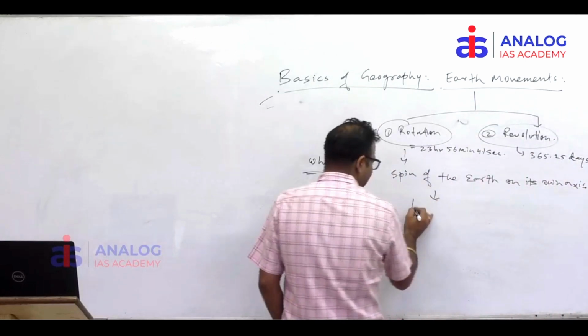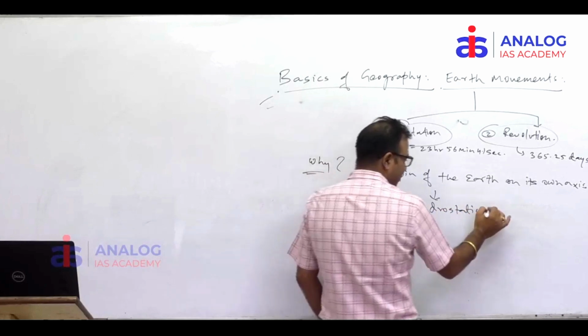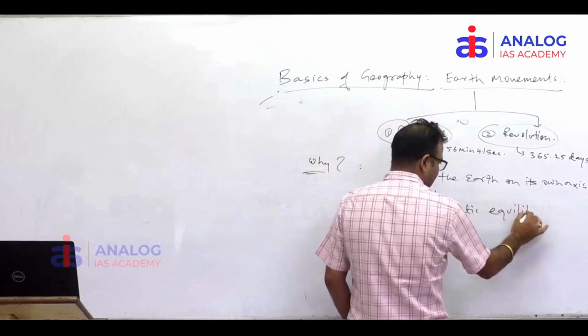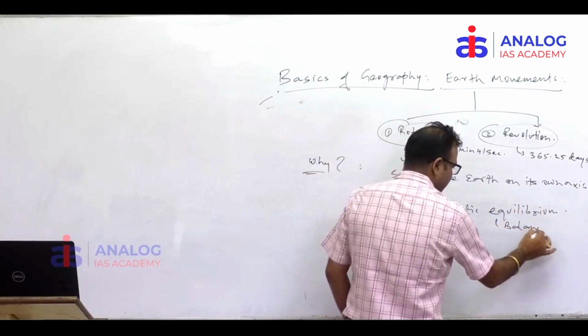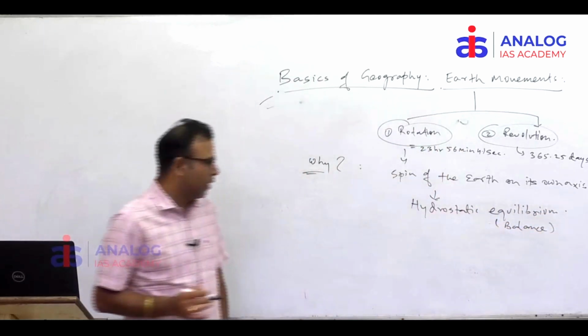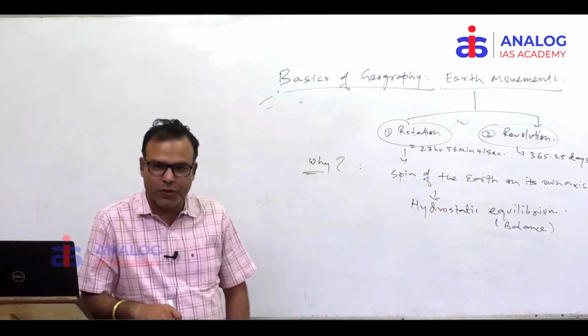So why this spin? The answer is hydrostatic balance, or hydrostatic equilibrium. I will explain it. Why does the Earth spin on its own axis? The answer is that hydrostatic balance, or hydrostatic equilibrium, exists.